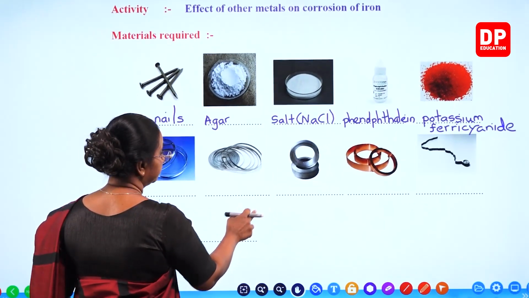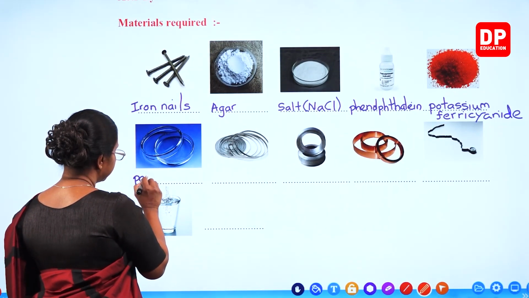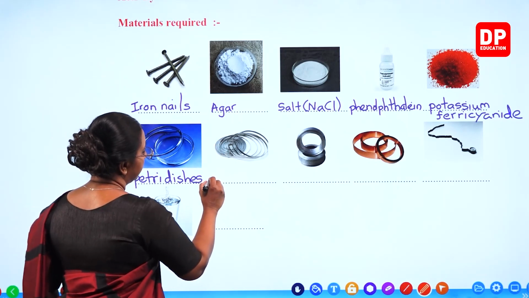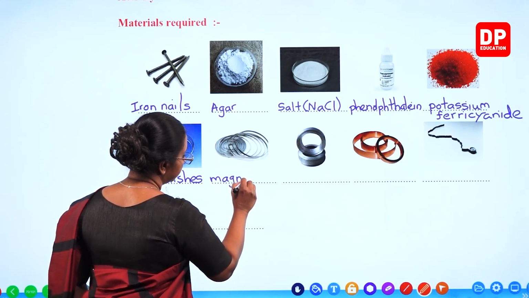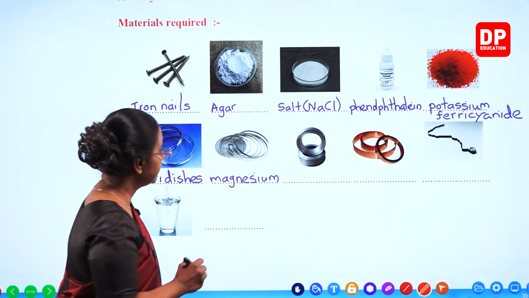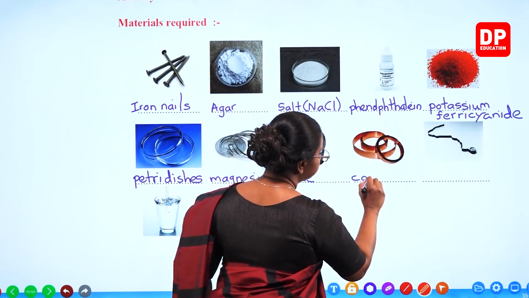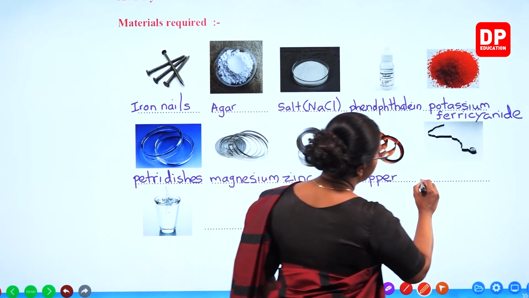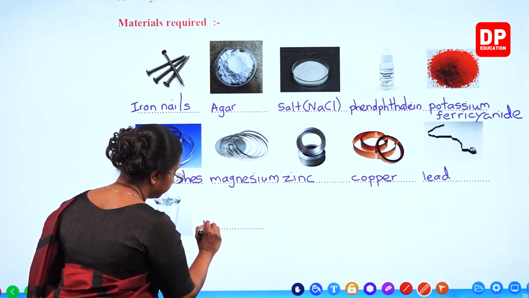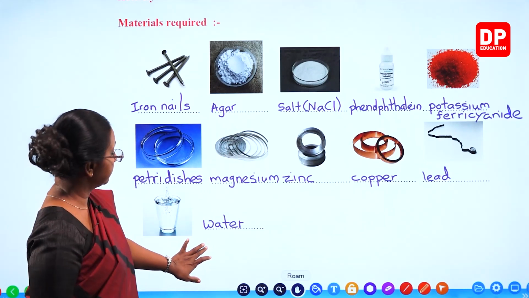Then we need petri dishes. We need magnesium, because we are looking at the effect of metals on corrosion. Magnesium. Then we need zinc. We need copper. Then there is lead. And also we need water. So here, of course, students, these are the materials.